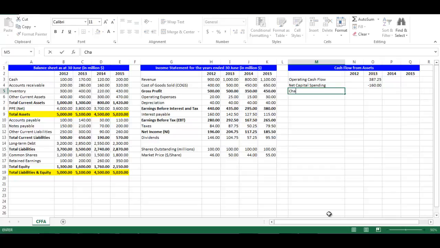In cell M5, write changes in net working capital. Changes in net working capital is calculated as ending net working capital minus beginning net working capital.